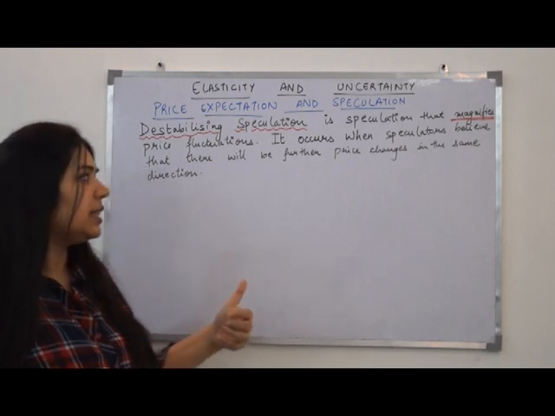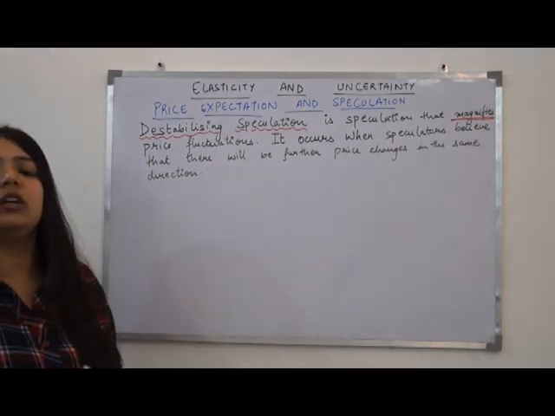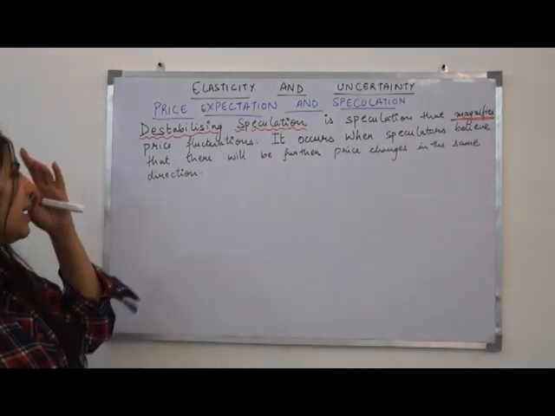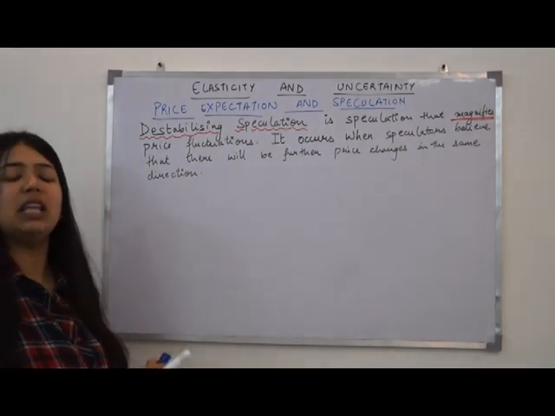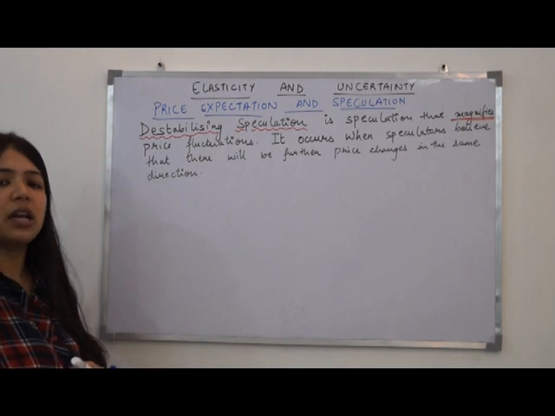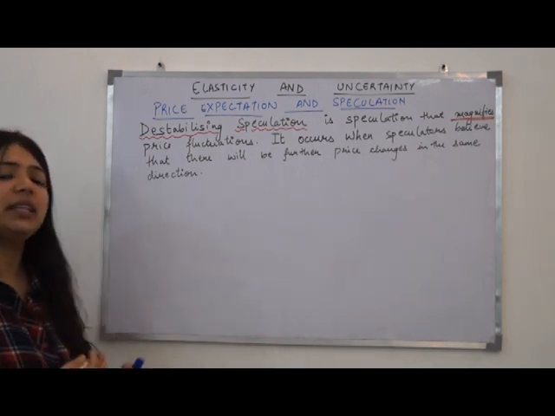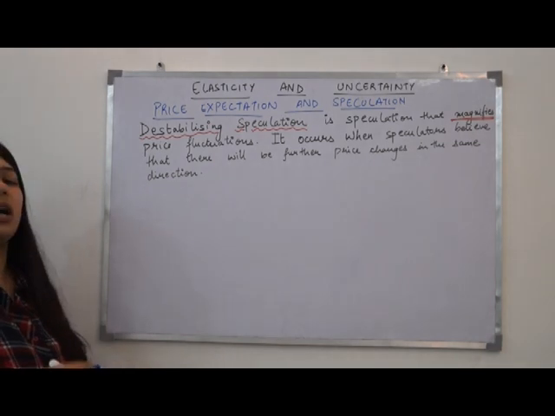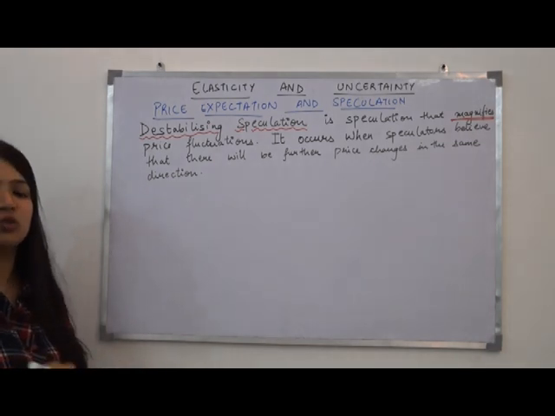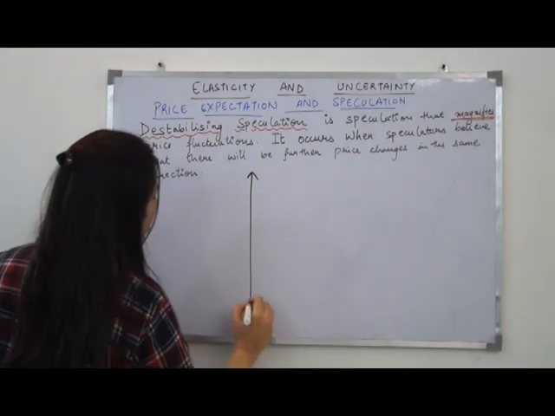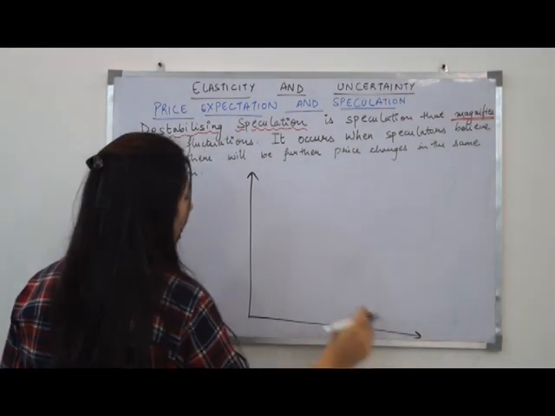So, in that case, let's look at how the consumers and the firms make their decisions under destabilizing speculation, and how they are going to magnify the amount of price drop or price change. They are going to magnify the same and make it a larger impact on the price fluctuations. Let us again start with the original demand and supply curves.